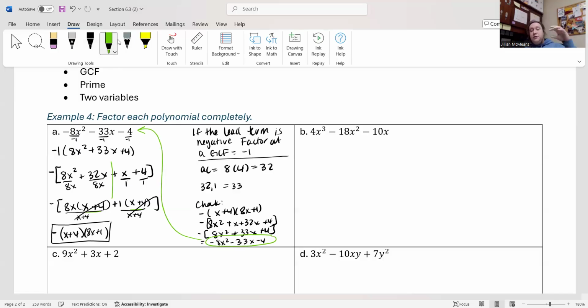Okay, just make sure if you factor out a negative because your lead term is negative, that negative has to follow you through the whole problem. It has to be part of your final answer. All right.